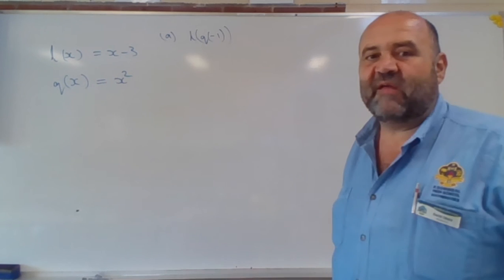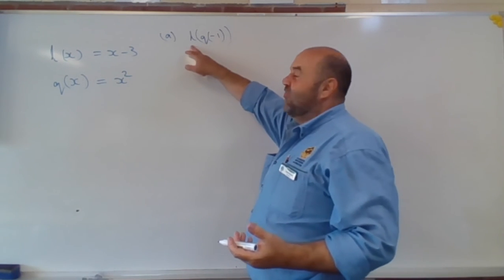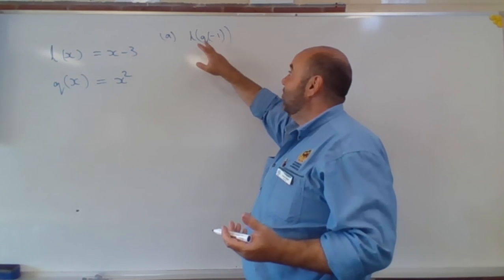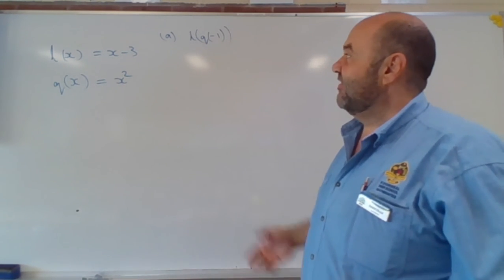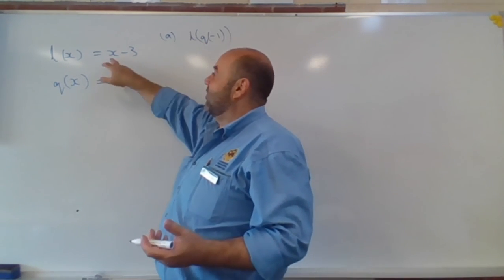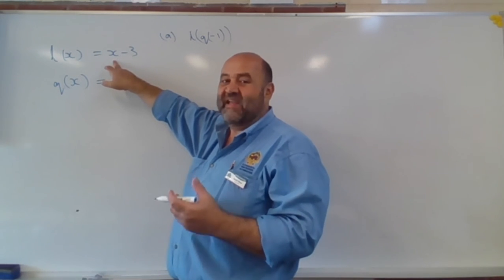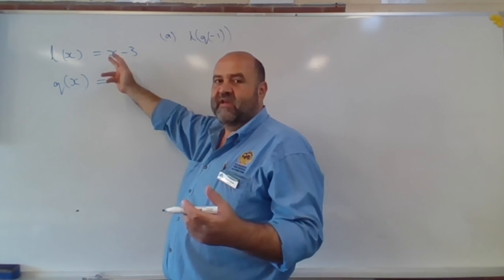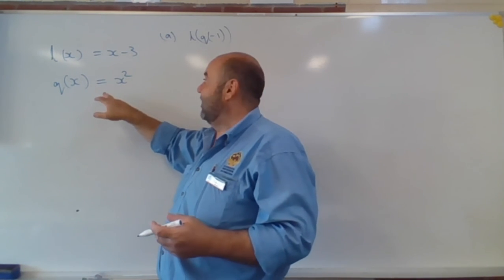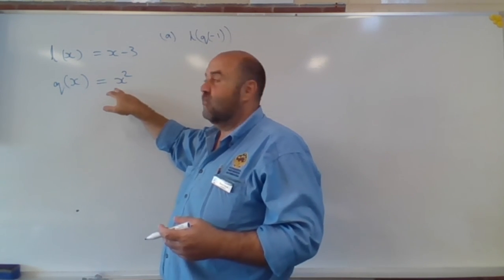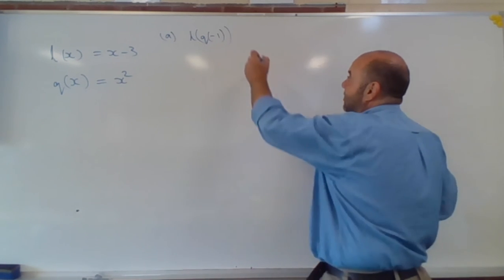Okay, so what does that mean? That means that in L of x, I substitute the Q of -1. So here's L of x. Everywhere I see an x, I substitute Q of -1. Well, what's Q of -1? Well, Q of x is x squared, so Q of -1 is -1 squared. So I might set that out like this.